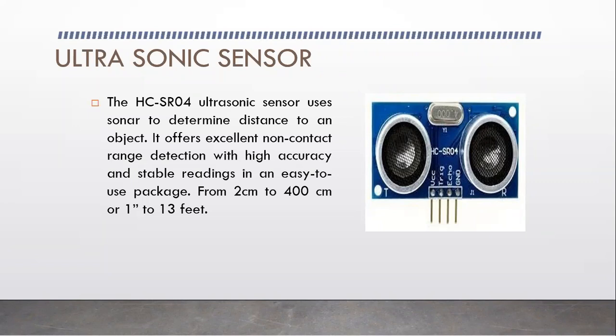So one pin is used to trigger the pulse, that is, it would transmit some pulse, and the other pin, echo, would receive that pulse. So what is this receiving and transmitting kind of thing? You might get something like that, right?